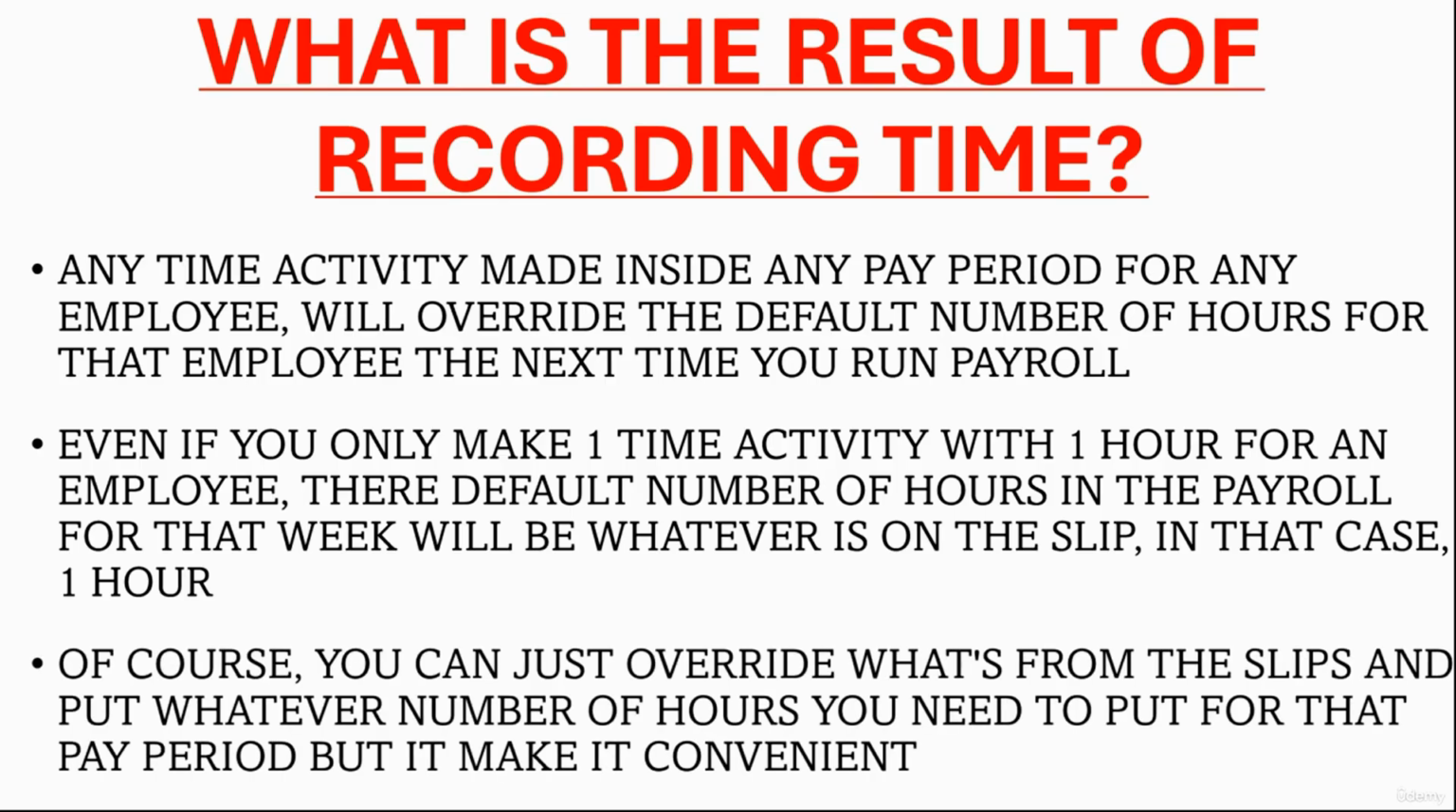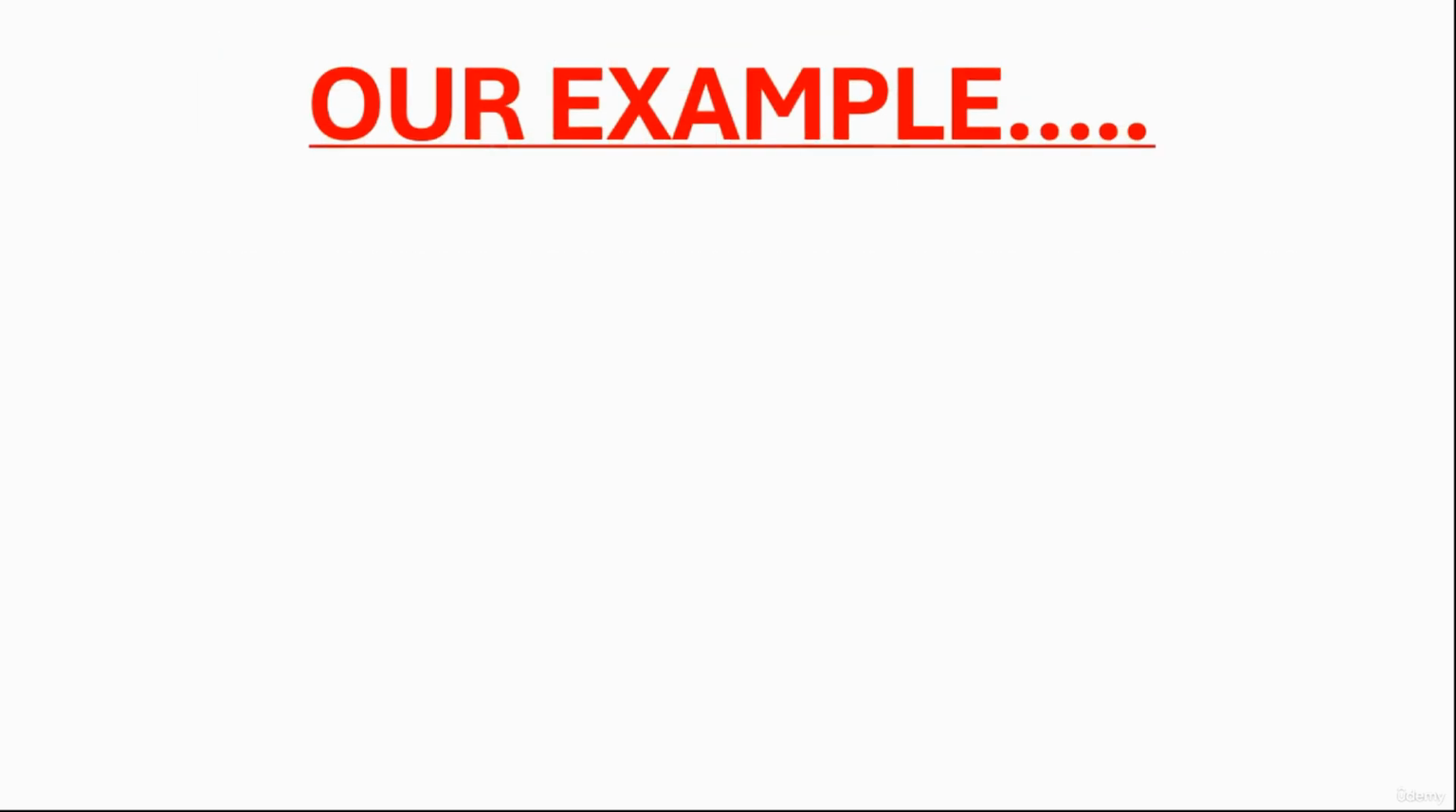Of course, at the moment you run the payroll, you can override what's on the slip and put whatever hours you need to put for that period. But it's very convenient that QuickBooks Online knows if you made a slip, it'll override the default hours and base it only on the time from that time slip if that time slip is dated during the pay period. So let's do this.